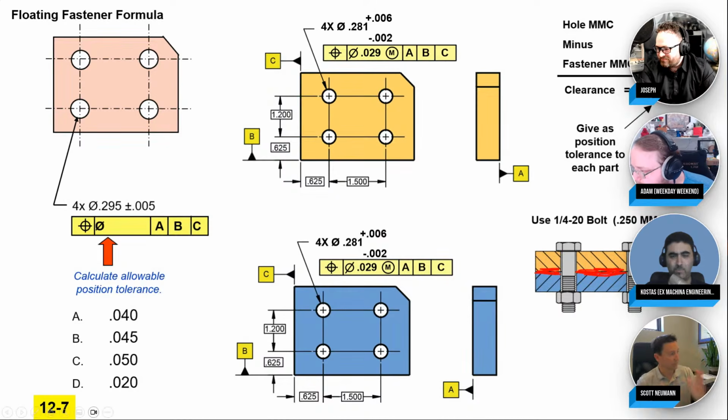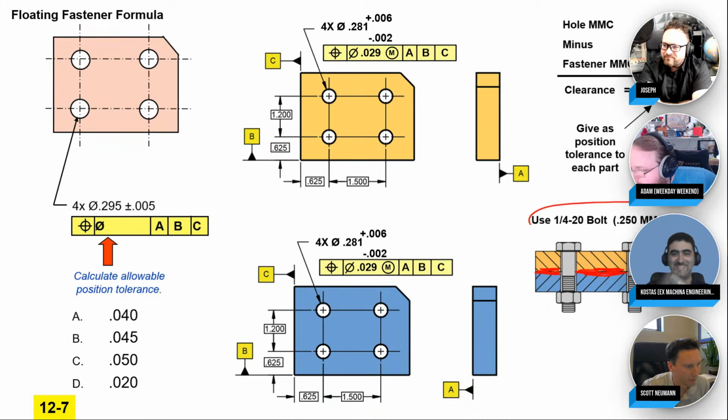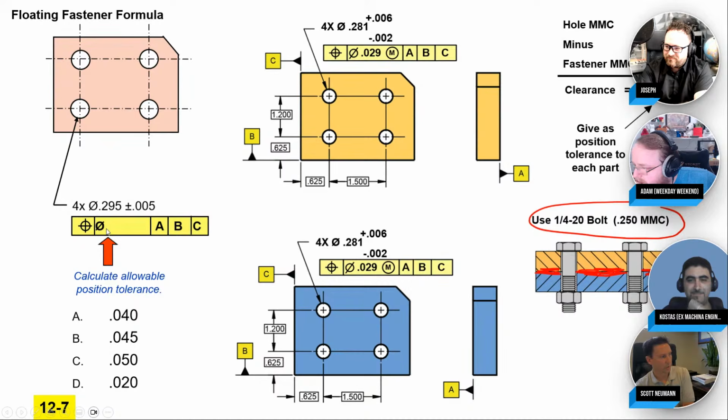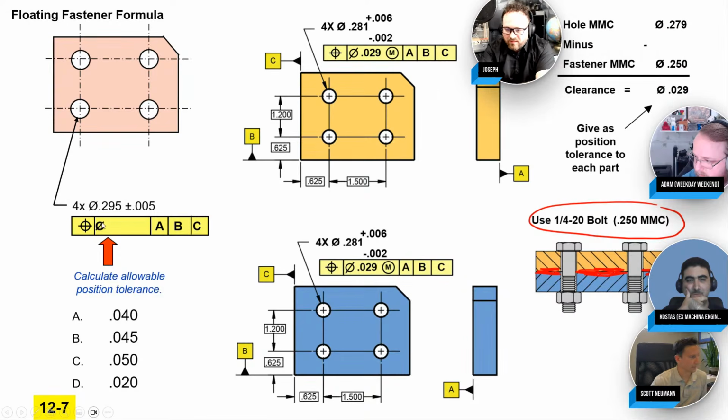Assuming the same datums and the same basic dimensions and everything, the holes in the shim are 295 plus or minus 5. So we need to calculate what position tolerance these holes need to have to make sure it clears and fits through this assembly. Assuming they have the same size bolt, which is a 250 MMC, what would be the allowable position tolerance for this set of holes? And I did give you a multiple choice if you want to weigh in on that.